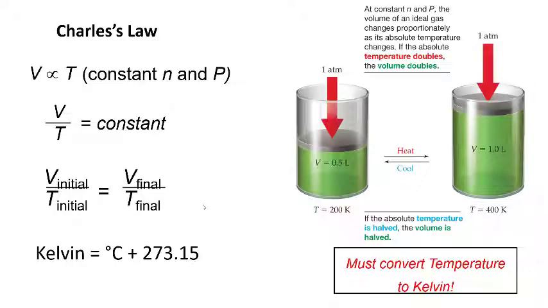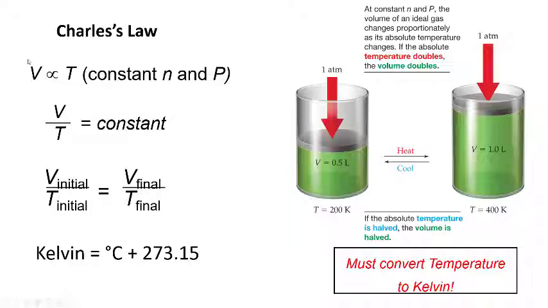Next, Charles' law. Charles' law states that the volume and temperature are directly proportional at a constant number of moles and constant pressure. So this is talking about if we took our balloon and put it in the freezer, which decreased our temperature, we would see the volume also decreases. If we take our balloon and put it in the oven, we increase our temperature and we see the volume go up.